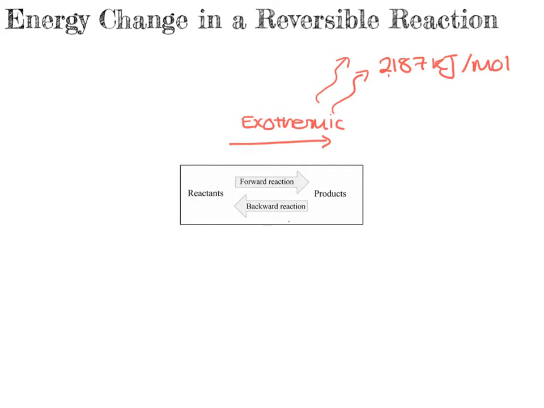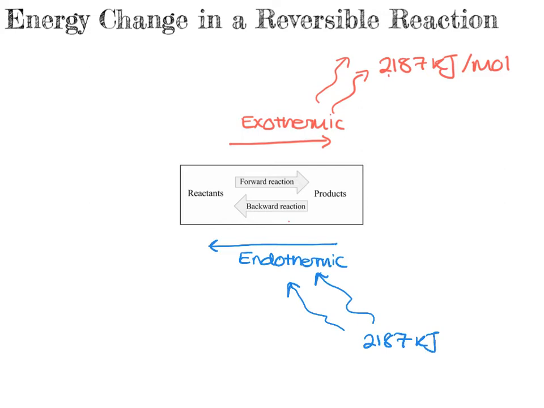So what you need to understand is that when the reaction goes backwards, it will no longer be exothermic. In the reverse reaction, it will be endothermic. This means that when the reaction goes backwards and the products turn back into reactants, heat energy is absorbed or taken in from the surroundings, and it is the same amount. So if we're going backwards and we're going from products to reactants, then 2,187 kilojoules of energy will be absorbed per mole.